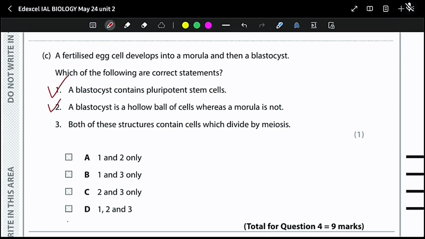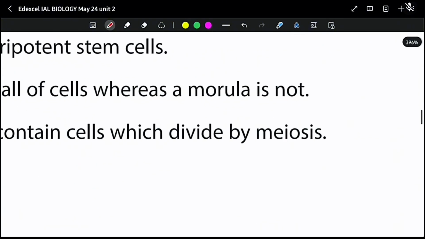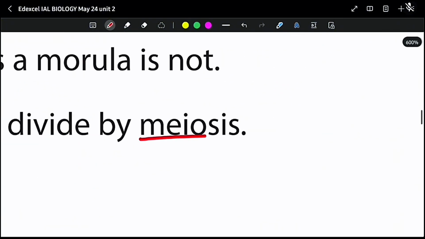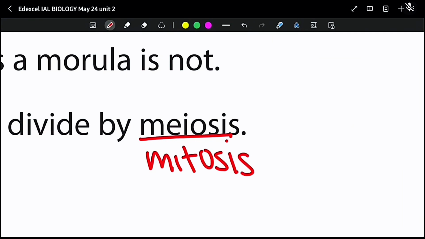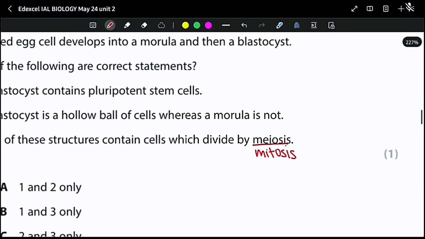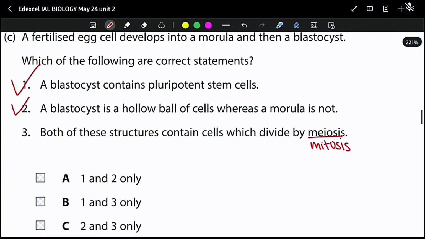3. Both of the structures contain cells which divide by meiosis. This one is wrong because we know they divide by mitosis, right? This should be mitosis, making the third one wrong. So the answer should obviously be 1 and 2, which is option A.